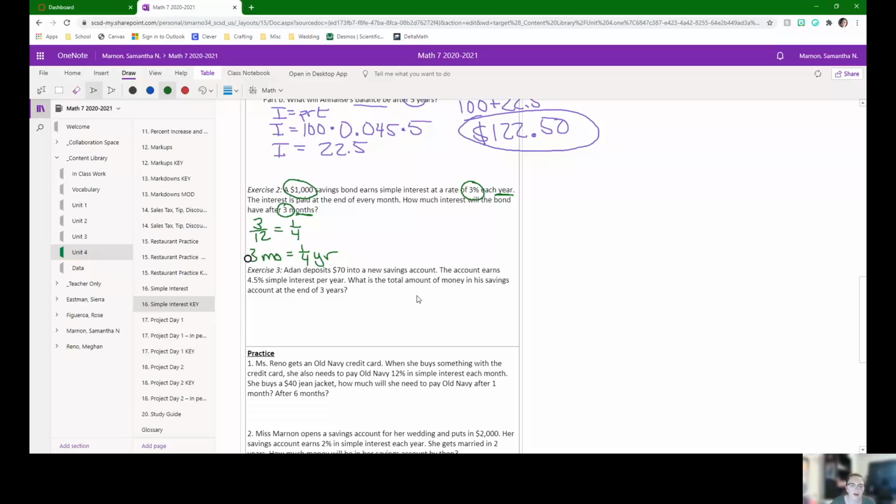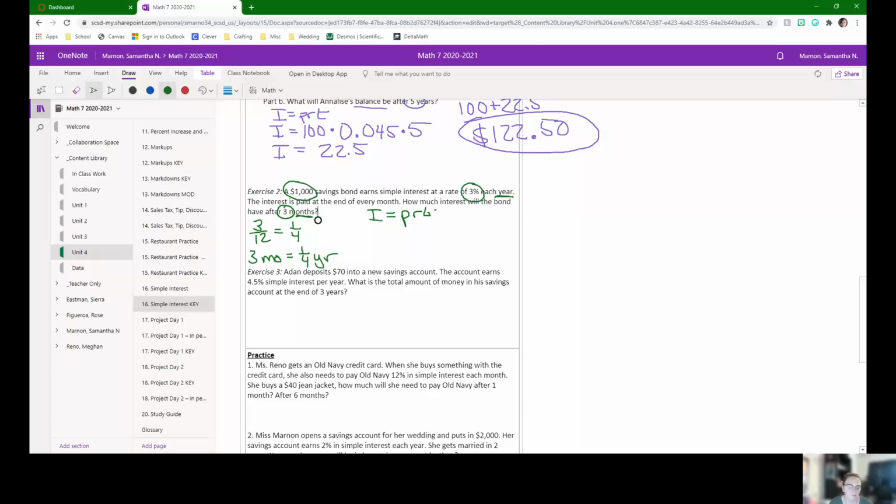So knowing that, you should be able to set this up using I equals PRT on your own. So pause the video and try that now. My pen was being a little silly, but hopefully you just figured out what the interest is after 3 months.